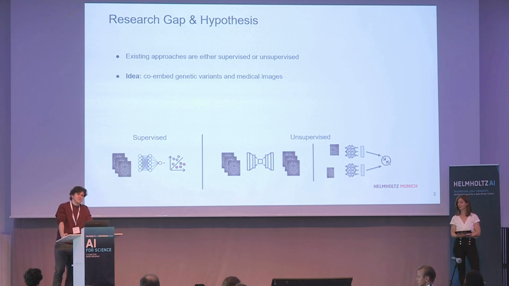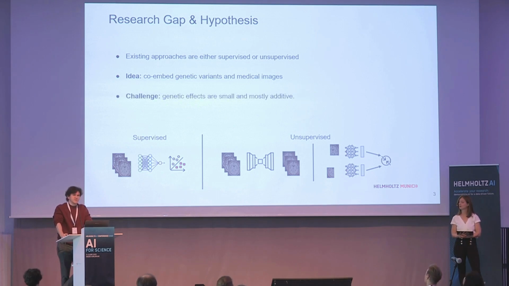In GEMCONT, we instead use disease variants, pair them with the corresponding medical image, and learn a shared latent space similar to CLIP. However, genetic variants exert very small, mostly additive effects on a phenotype, so treating them like information-rich text or images would fail without modification. So how do we address this in GEMCONT?